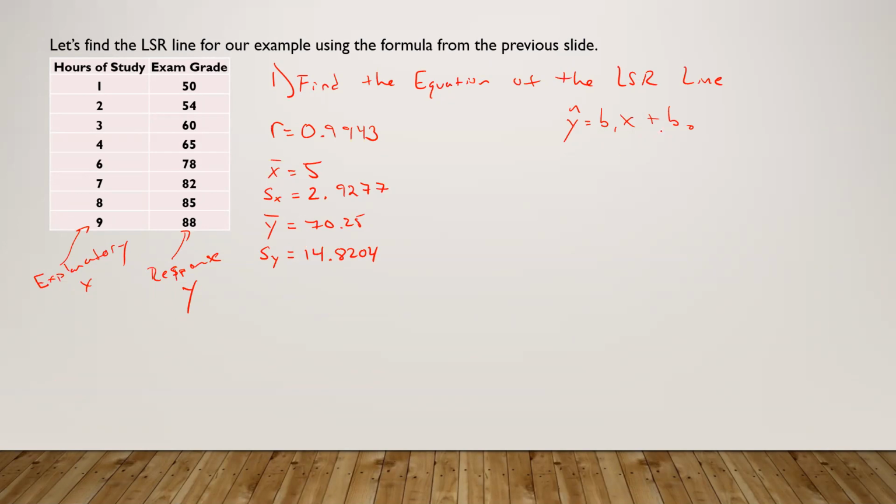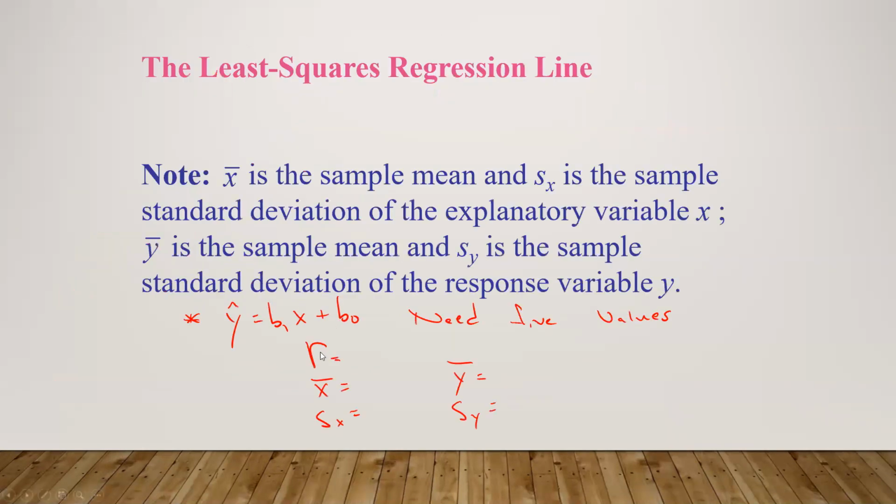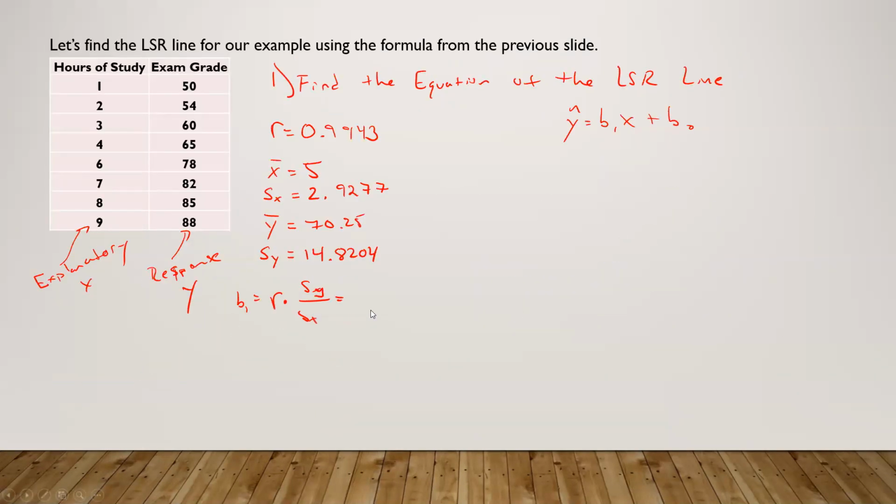Okay, so to do this by hand, I have to find b1 first. I have to find the slope. So that was just r times S sub y over S sub x. So all you have to do is just plug this in. Okay, this is just a plug and chug. It's 0.9943 times 14.8204 divided by 2.9277.